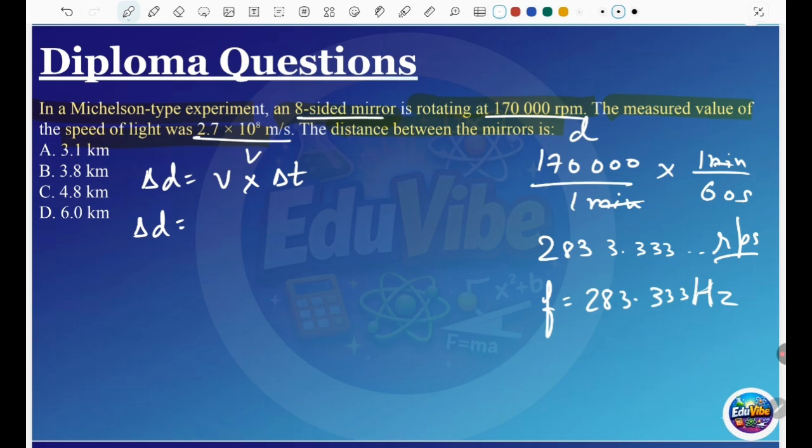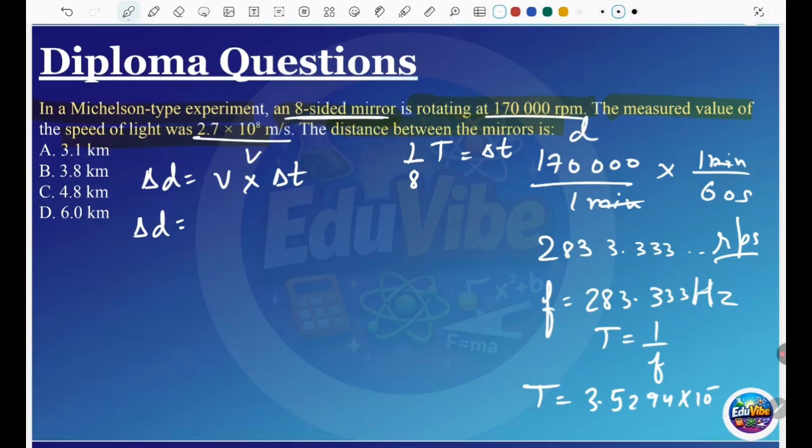For this we have to find the period, because for an eight-sided mirror we do 1/8 times the period to find the delta t. We get the period from here, so it's 1 upon frequency. So we put the things in. When you do this, you get the period of about 3.5294 times 10 to the power minus 4 seconds. This also has the unit of seconds. You put this over there.